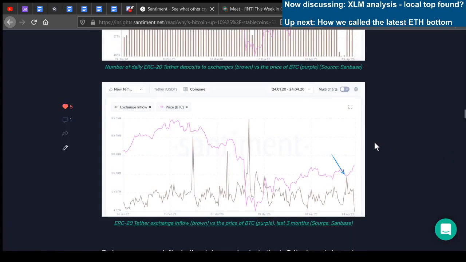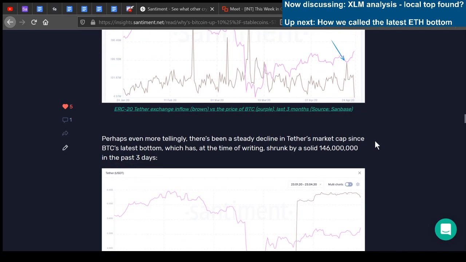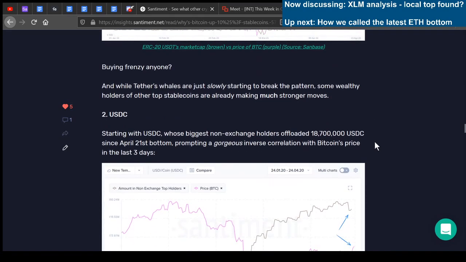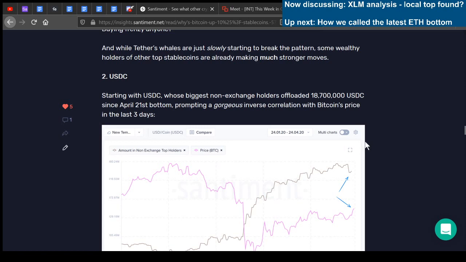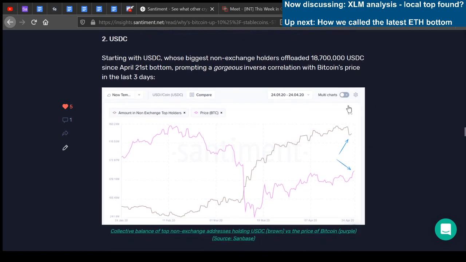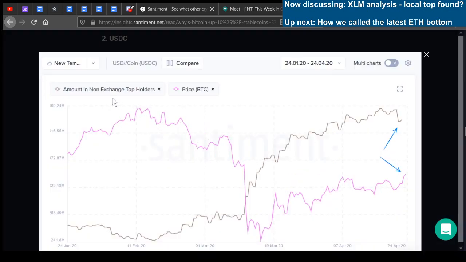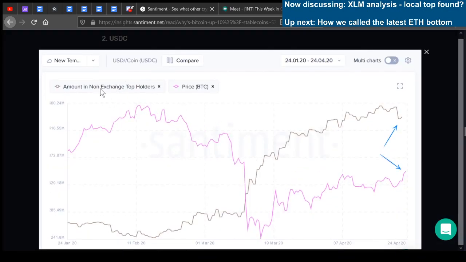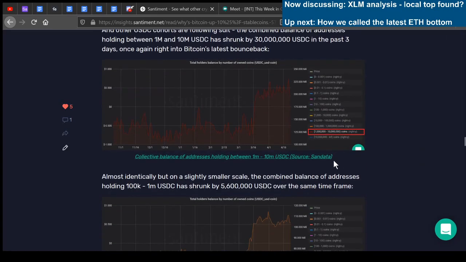So these were the first signs that something might be changing as far as stablecoin holders are concerned. And there have been even more prominent and more aggressive patterns with smaller stablecoins. So this is USDC, and here we're seeing the amount of USDC in the biggest non-exchange addresses. So basically, the collective balance of the biggest USDC whales versus the price of Bitcoin. So you can see that they've been offloading their stablecoins right around the time that Bitcoin started bottoming out. And since then, Bitcoin has gone on a pretty substantial rally.